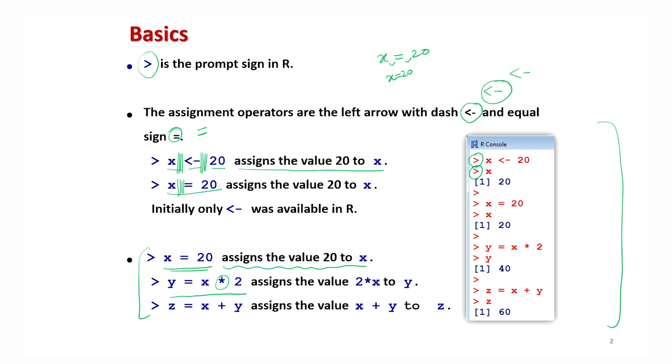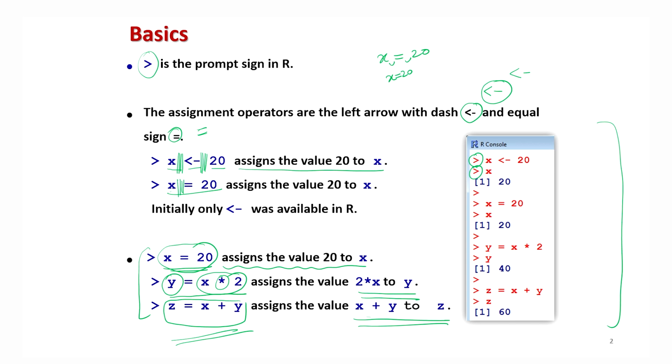So, what I want, I am trying to give here the value x equal to 20, then I want y to be computed as 2 into x, and then in the third line I want to compute z as x plus y. So, this y equal to x into 2 expression assigns the value 2x to y, and this z is equal to x plus y assigns the value x plus y to z.